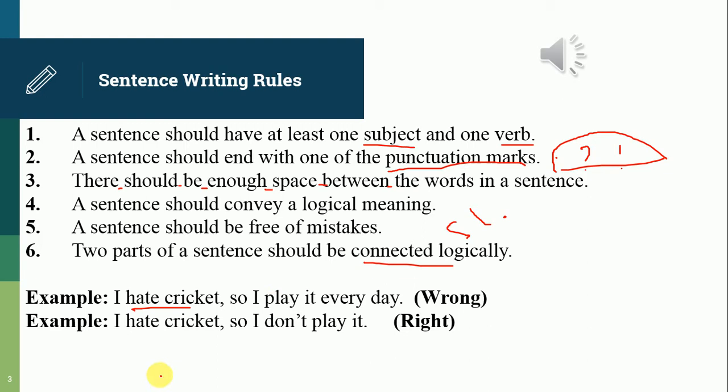Example, I hate cricket, so I don't play it. Look at this, it's logically connected. Now this sentence is correct. So a sentence should be logically connected. If a sentence is not logically connected, we cannot call it a sentence semantically. It can be called syntactically a sentence, but not semantically.